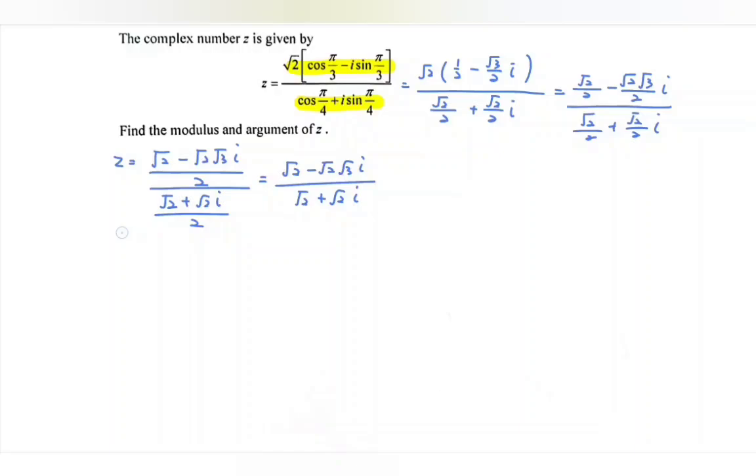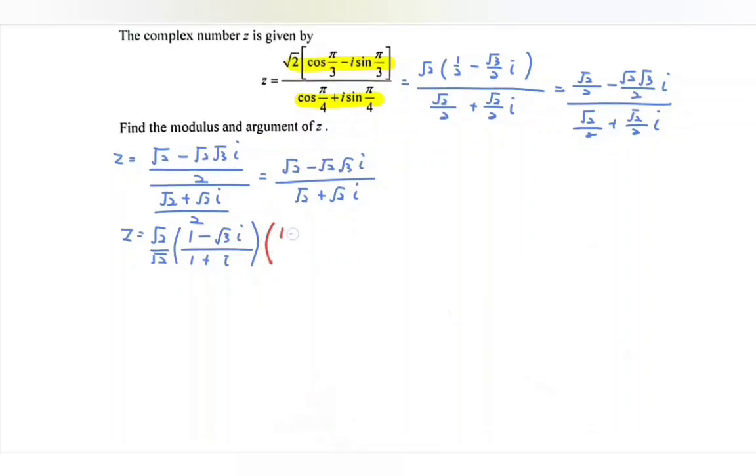Next, we can factor out the square root of 2. So here we have 1 minus square root of 3 i over, for the bottom part we also have the square root of 2, so 1 plus i. Now we can simplify, and we have 1 minus square root of 3 i over 1 plus i. Multiply by the conjugate, 1 minus i over 1 minus i. So we expand, and then z equals 1 minus i minus square root of 3 i, and then minus square root of 3 over.